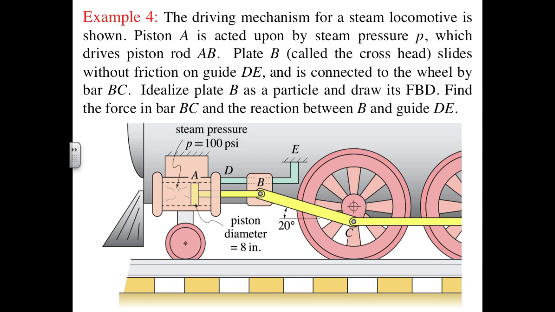In this final example, the driving mechanism for a steam locomotive is shown. Piston A is acted upon by steam pressure P, which drives piston rod AB. Plate B, called the crosshead, slides without friction on guide DE and is connected to the wheel by bar BC. We're to idealize plate B as a particle and draw its free body diagram and find the force in bar BC and the reaction between B and guide DE.